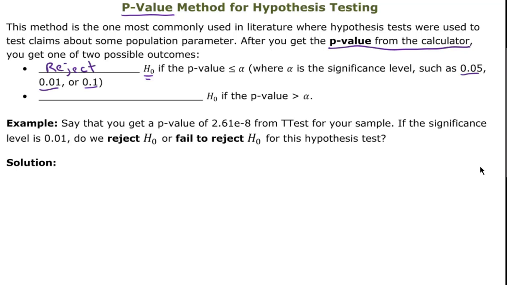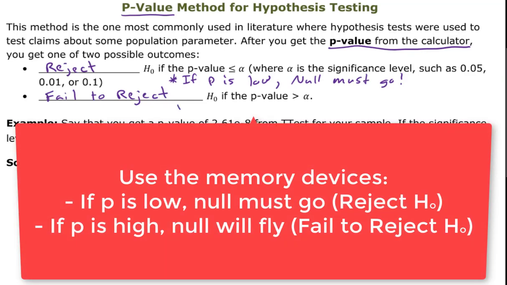And the way I think about this, there's a nice little mnemonic for it: if the p is low, the null must go. Now, what happens if the p-value is larger than the significance? Well, you're going to fail to reject. If the p is high, the null will fly. If you want the little mnemonic there.